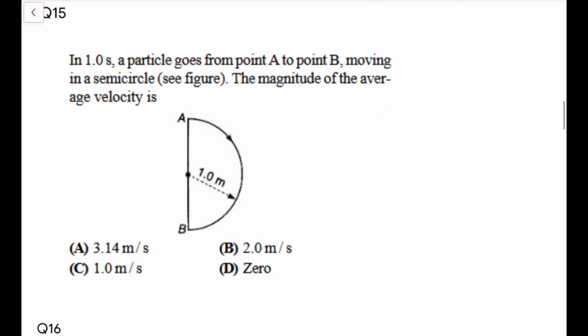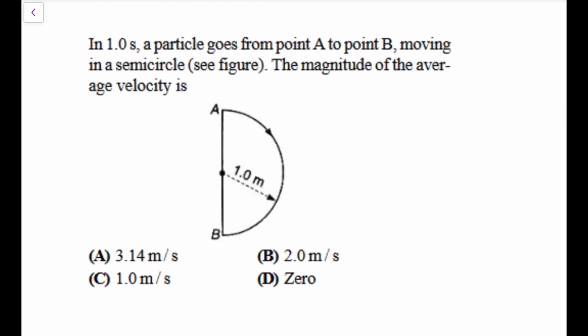Next. Now this question many of you have done wrong. Now see it. In 1 second a particle goes from point A to point B moving in a semicircle. The magnitude of the average velocity. So just see, it goes from A to B like this in a semicircle. What is asked? The magnitude of the average velocity.